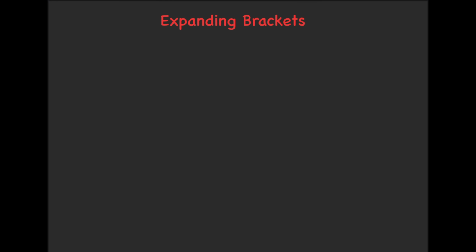Try the next example. So 2x brackets 3x minus 5. So how would we do this one? First, we multiply the term on the outside of the brackets by the first term inside the brackets. So we have 2x multiplied by 3x. And then plus, and then we multiply the outside term by the second term in the brackets. So we have 2x times minus 5.